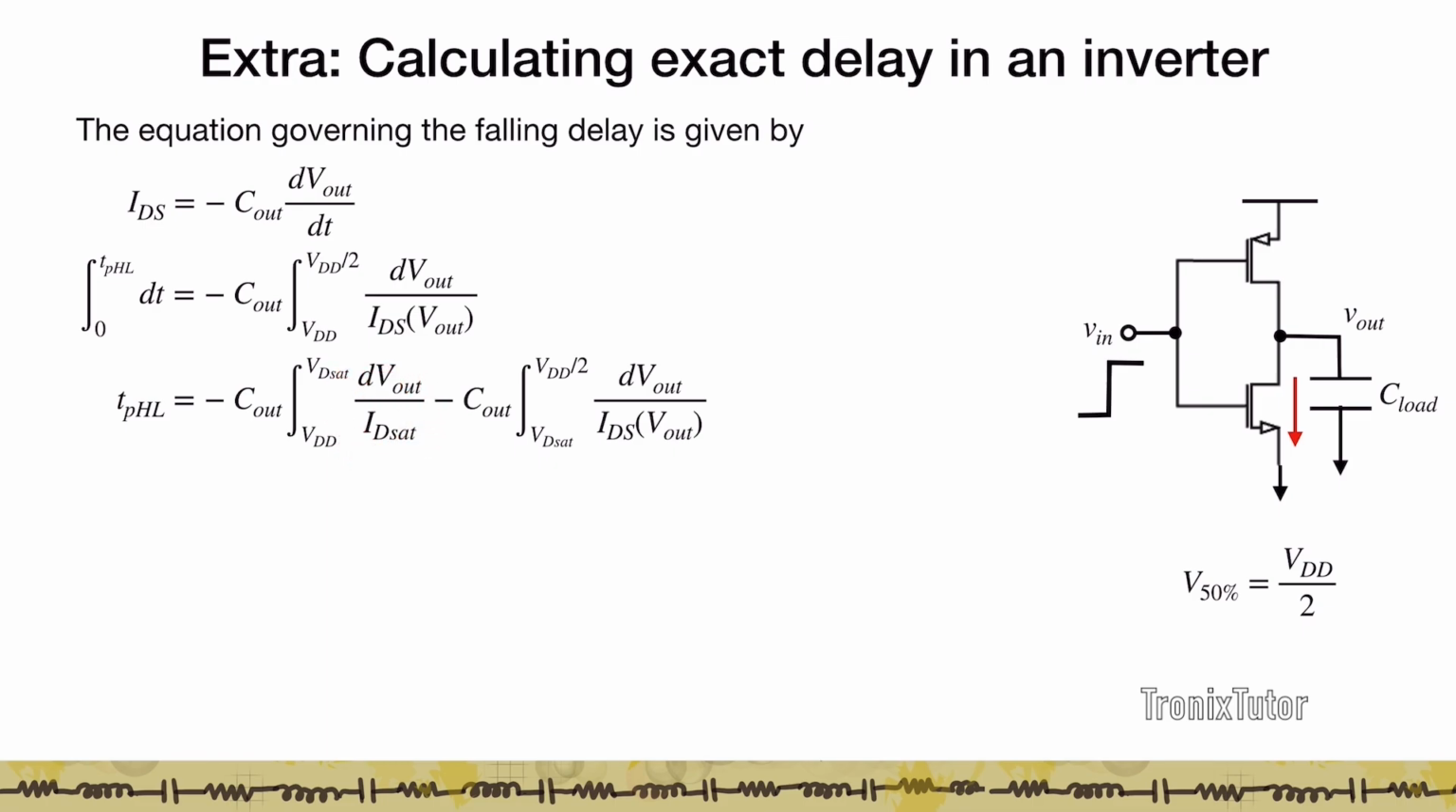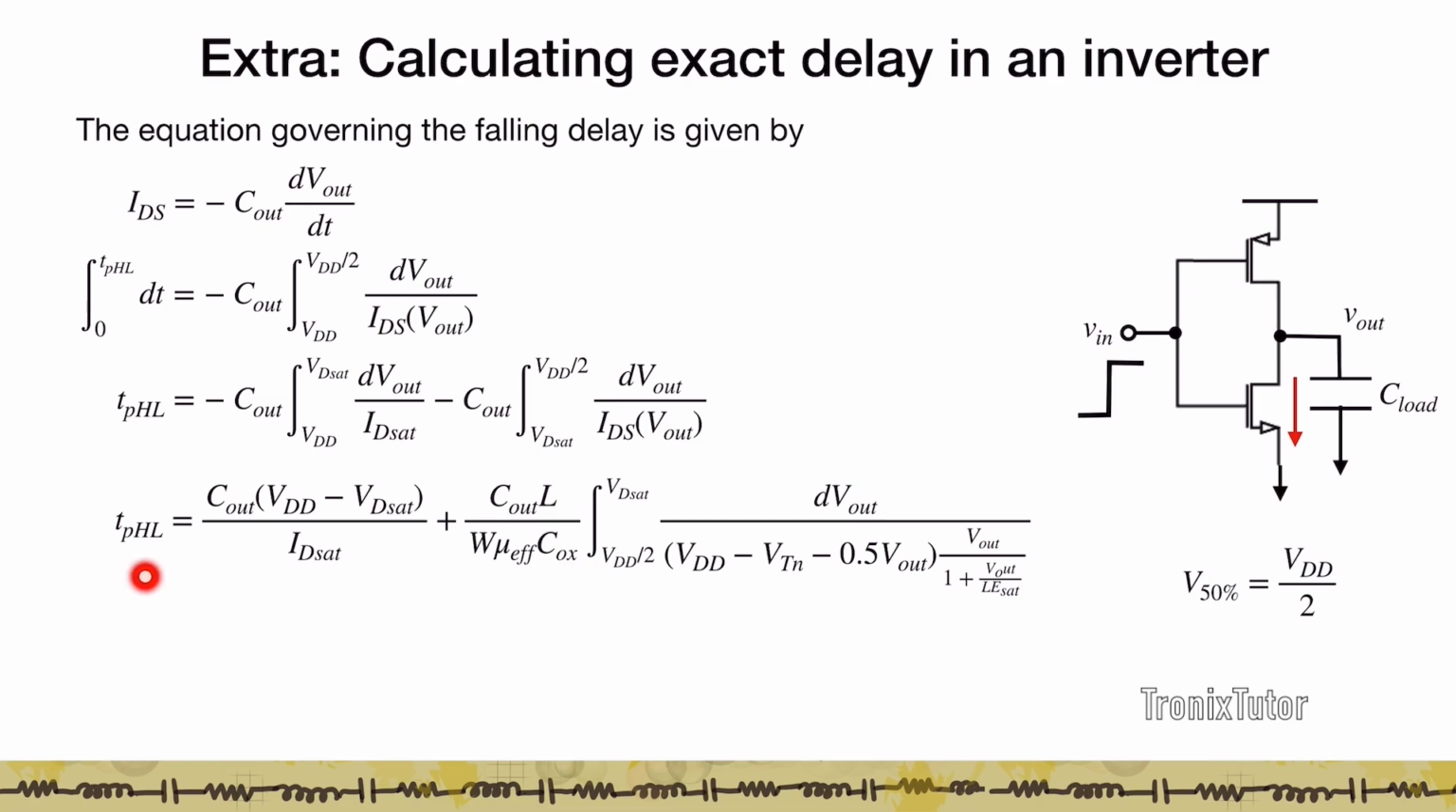In this case, the current is a constant, so this integral can be evaluated very simply. Here you'll have an expression in the denominator which is a function of Vout, and then you'll have to use numerical or partial fractions method to evaluate this integral. And so I can essentially write my falling delay as Cout into VDD minus VD sat by ID sat. So this is the initial part of the falling delay where the current is constant. And then I have to evaluate this integral, which is the delay required for the voltage to drop from VD sat at the output to VDD by 2.